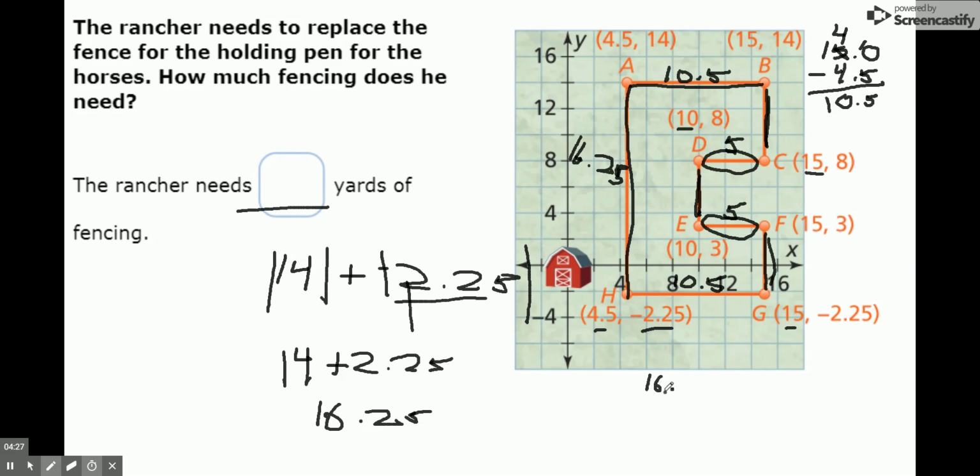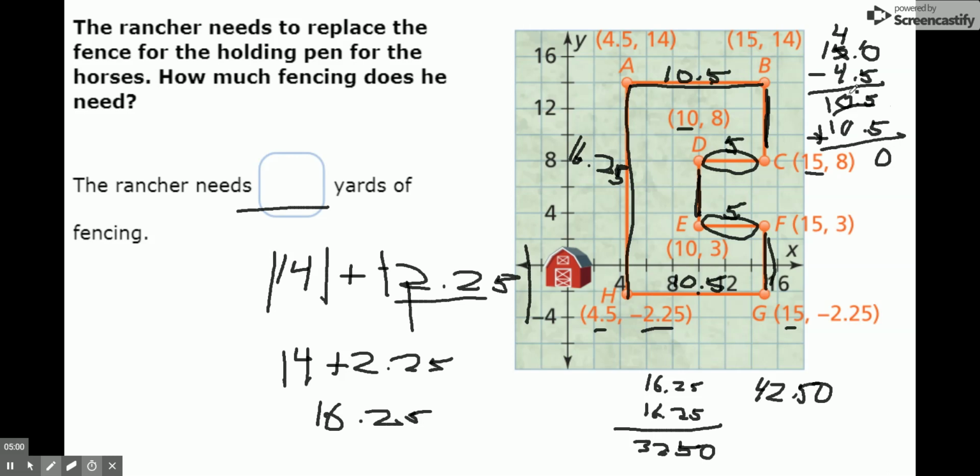So 16.25 plus 16.25. I know 25 and 25 cents is going to be 50 cents. And 16 plus 16 is 32, right? We can add 5 and 5, which would be 10 more, which puts it up to 42.50. And then we got to add the 10.5. We add that twice. If you actually go ahead and add that up ahead of time, you get rid of this decimal here. So 5 tenths and 5 tenths is going to be a whole. And then you end up with 1, and you get 21.0.